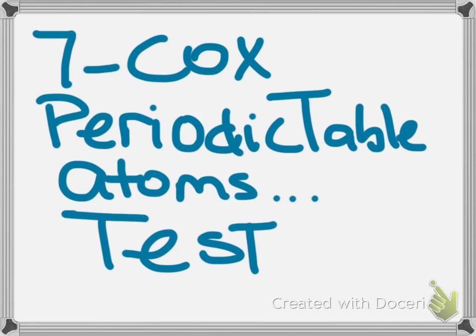Number 7, which of the following correctly describes a proton? A, location, nucleus, contribution to mass, usually about half, charge positive. Or B, location, nucleus, contribution to mass, virtually none, charge positive. C, location, outside nucleus, contribution to mass, usually about half, charge positive. D, location, nucleus, contribution to mass, usually about half, charge none. You're trying to correctly describe a proton.